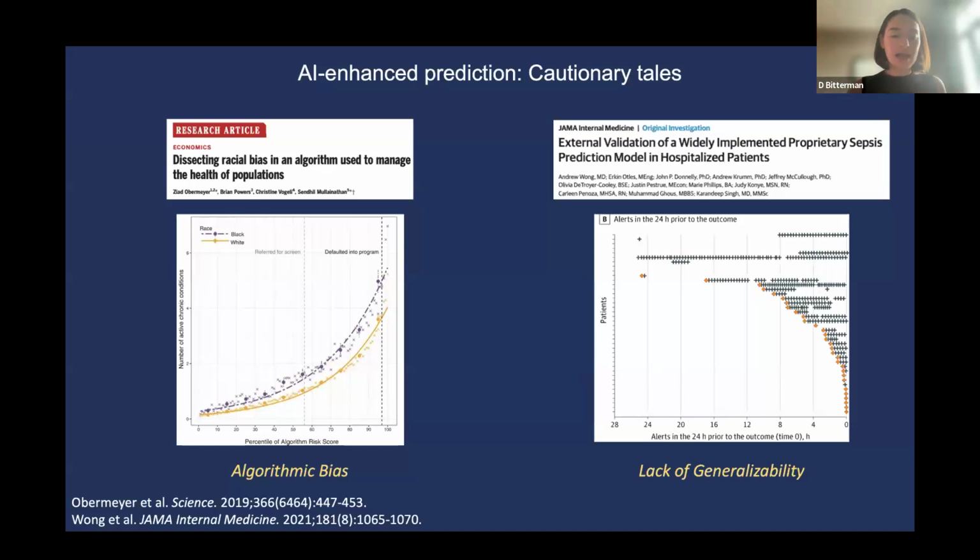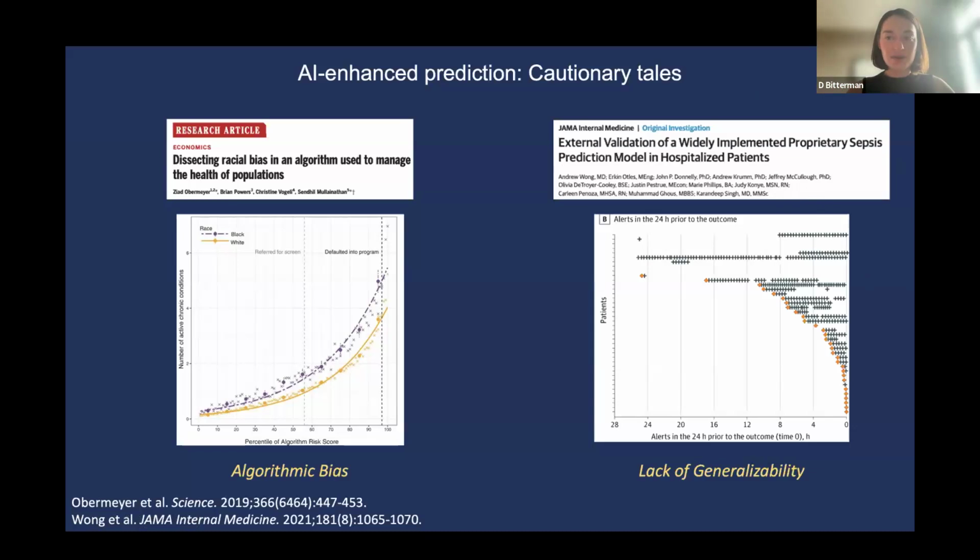Also, AI models have generalizability challenges, like many other types of statistical systems. But because these models can be very computationally big, they have a lot of parameters, they can very easily overfit, even more than some of the smaller models do. And because of that, we've seen a lot of models fail to generalize outside of the population they were developed on.